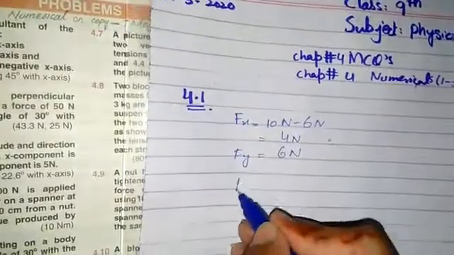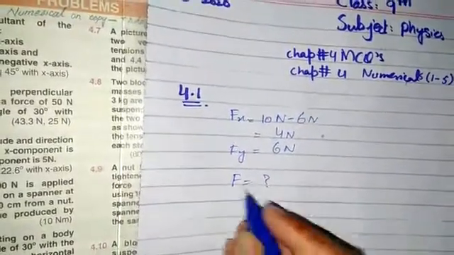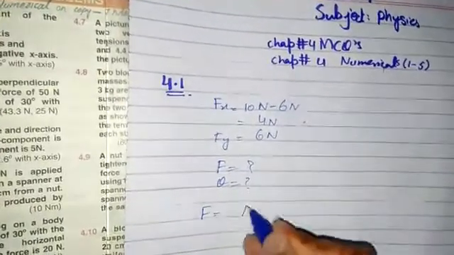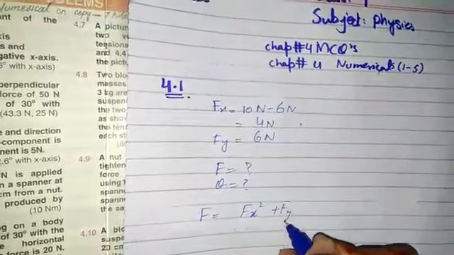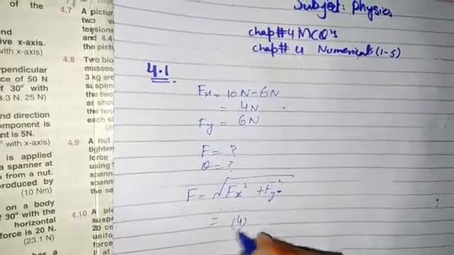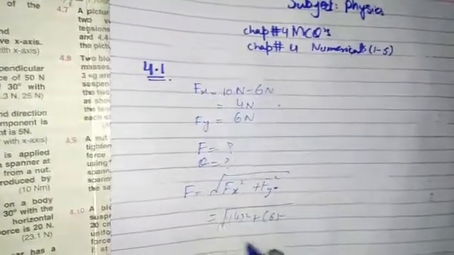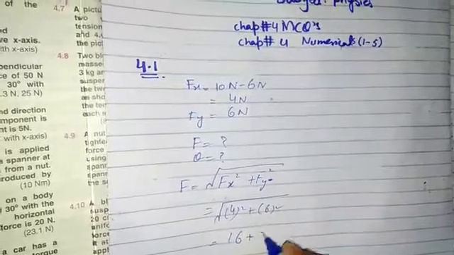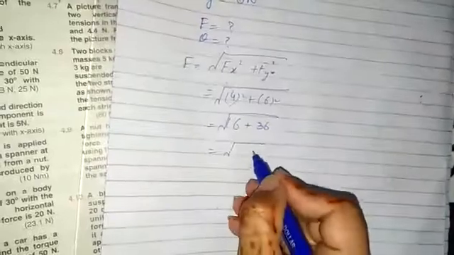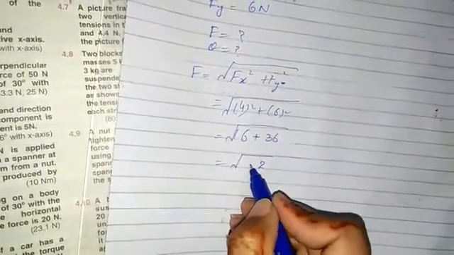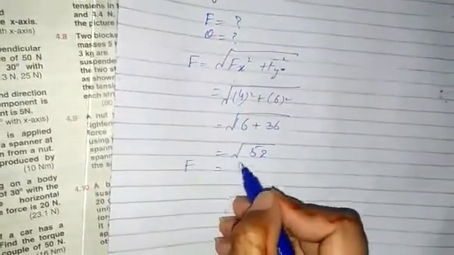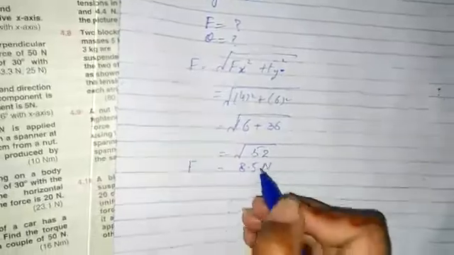So students, you have to find the force F and direction theta. The formula of the force is F is equal to the square root of Fx square plus Fy square. So students, 4 square plus 6 square. So students, the square root of 52 becomes, after round off, 8.5 Newton.